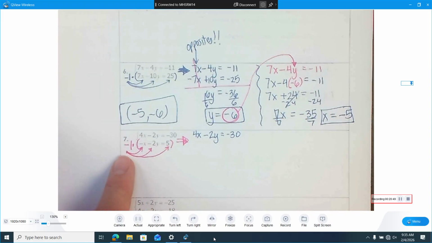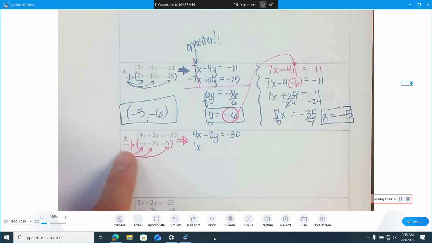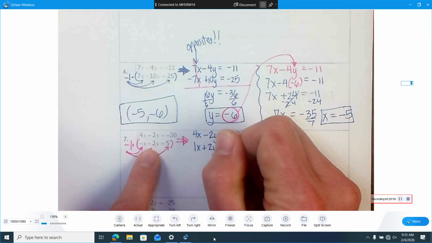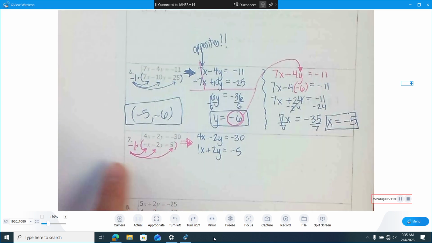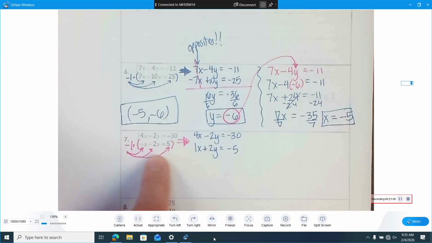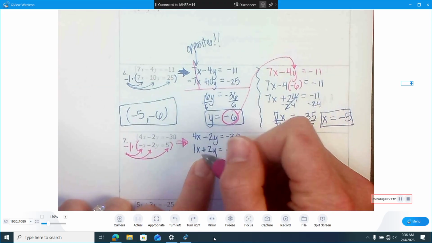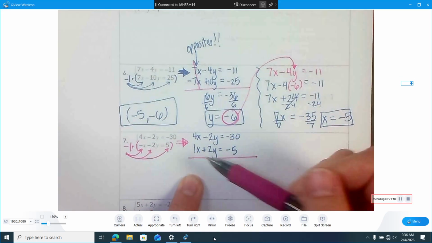And on the bottom, what is negative 1 times negative x? Positive 1x. Good. Negative 1 times negative 2y? Positive 2y. Negative 1 times 5? Negative 5. So make sure you're changing all the signs. Now, do we have opposites? Yes. Here we have our opposites, positive 2y and negative 2y. Now we can combine our equations.